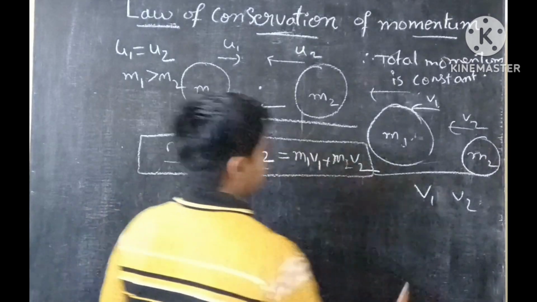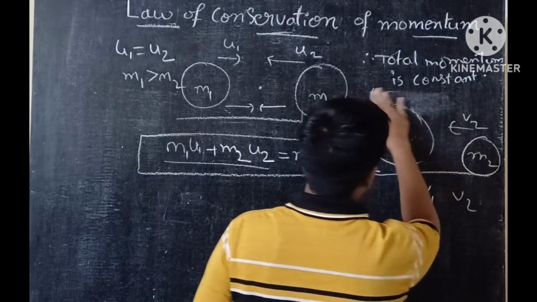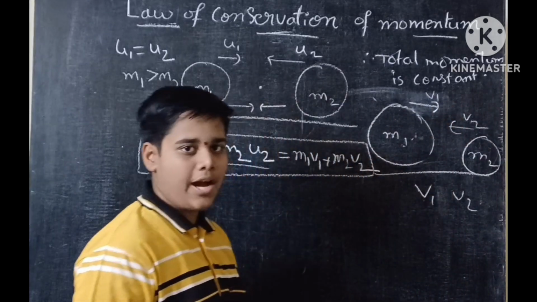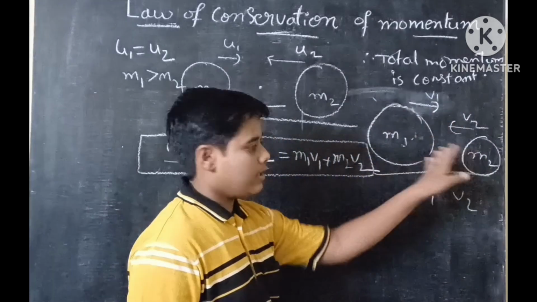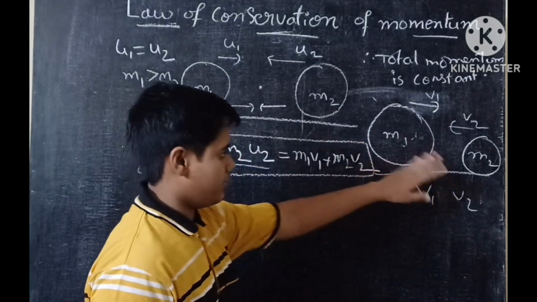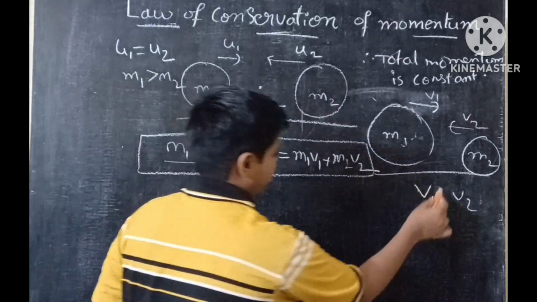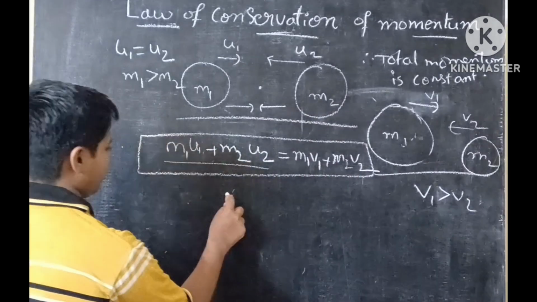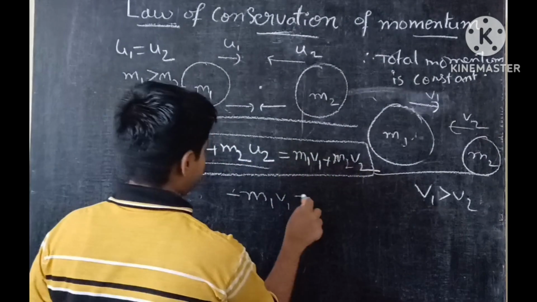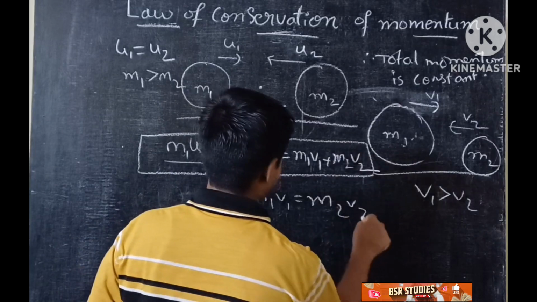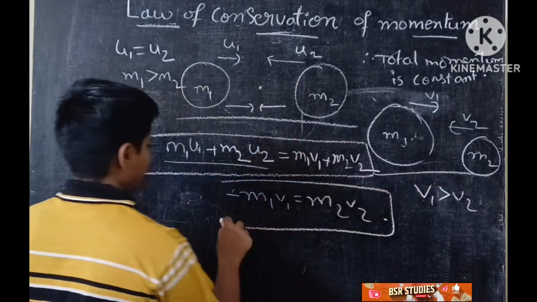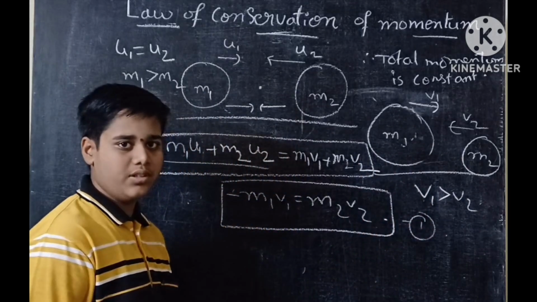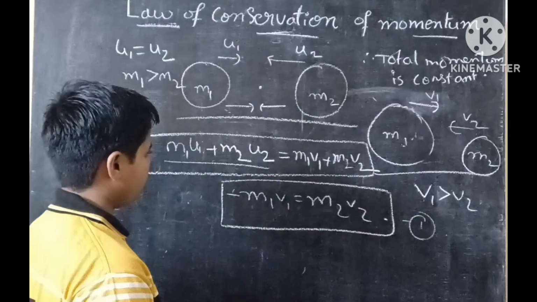So if you see, after collision, after some time both travel in their own directions. So here I am taking v1 greater than v2. So if I take minus m1 v1 is equal to m2 v2, this is one of the formulas. Okay, so note down.